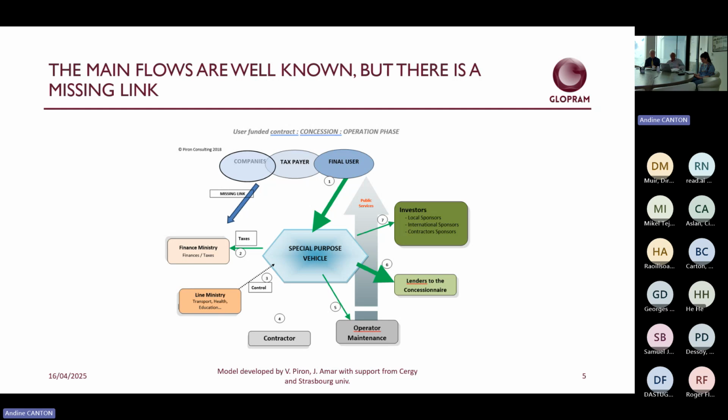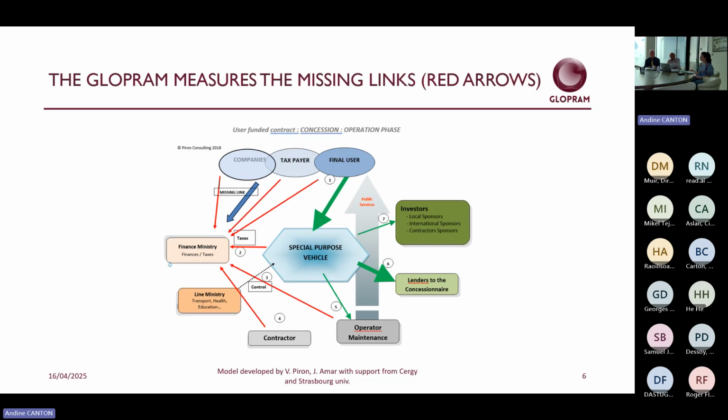I pass to the second slide. The second slide is the missing link, the blue arrow that you see going from companies, taxpayer, final user to the finance ministry. And in more detail, all the red arrows are representing the tax flows from the contractor, from the operator, from the investor. I didn't put the arrow because it would complicate the sketch. From the final user, from the taxpayer, obviously, and from the companies.